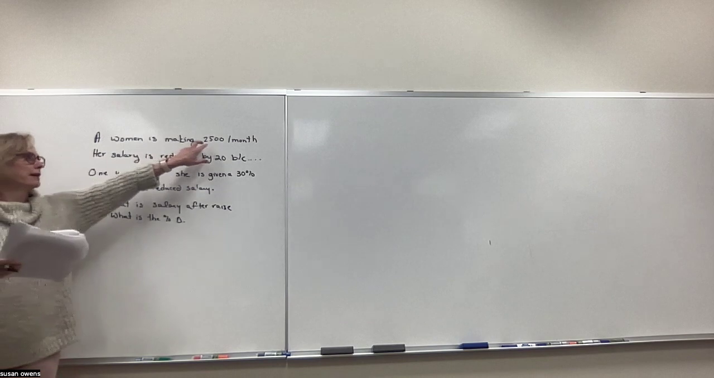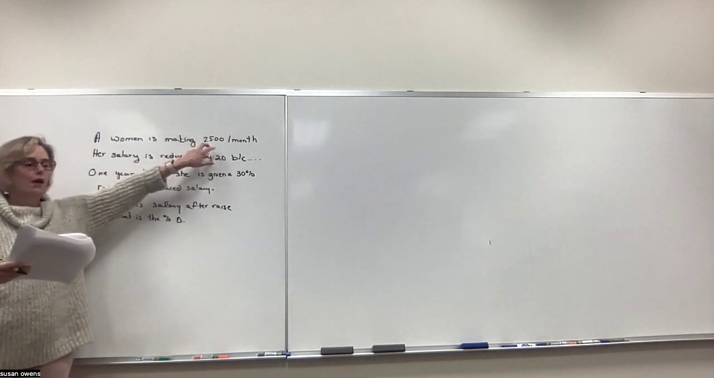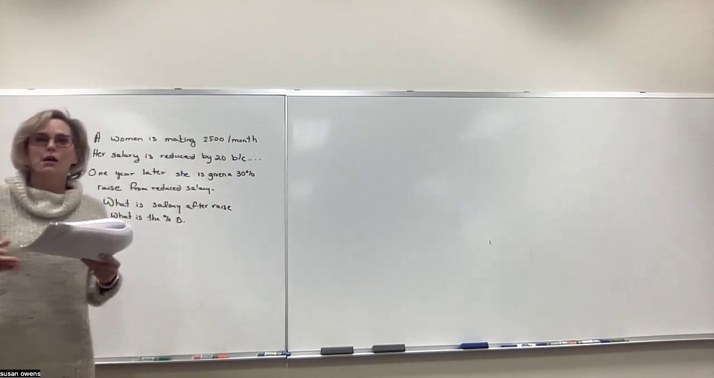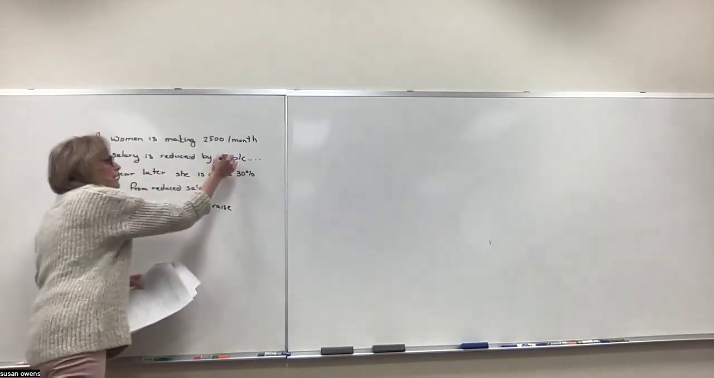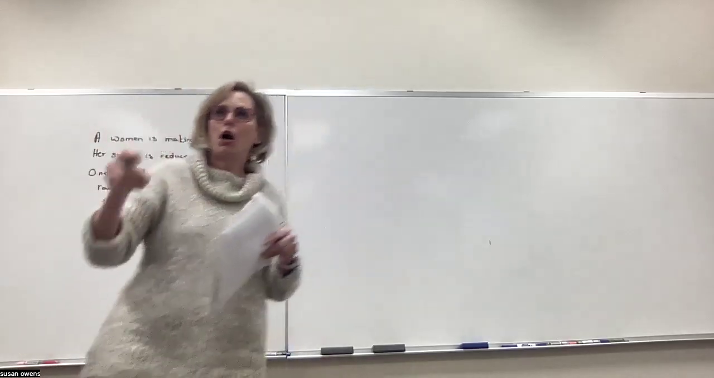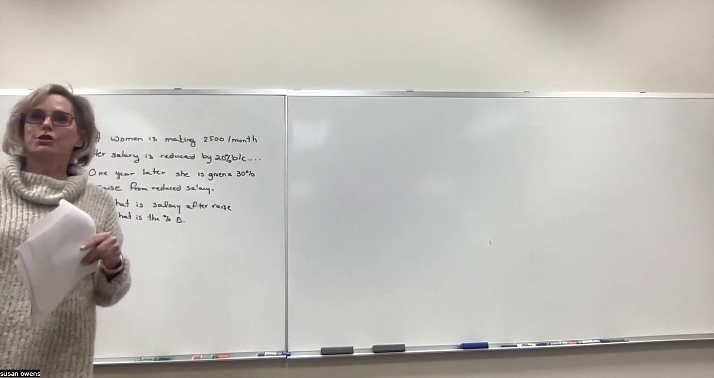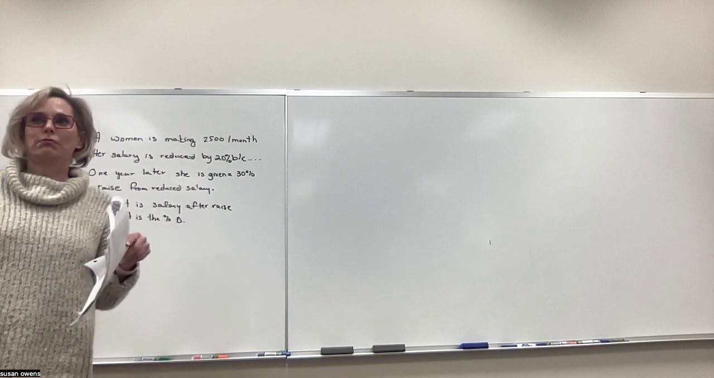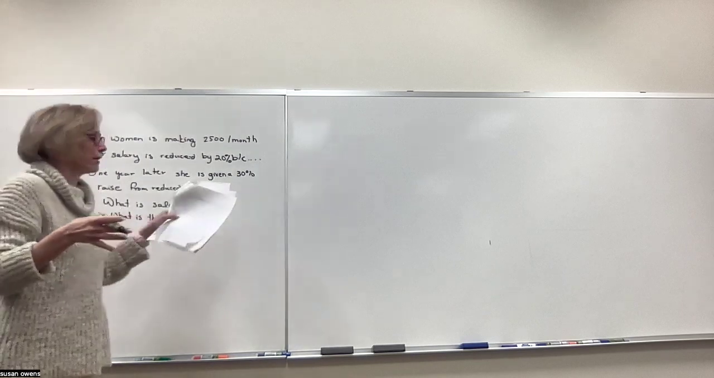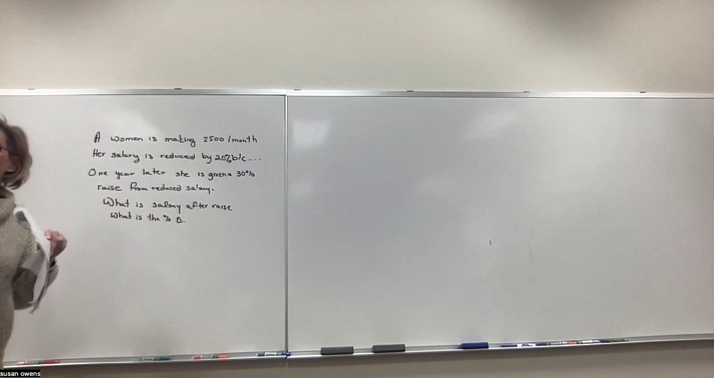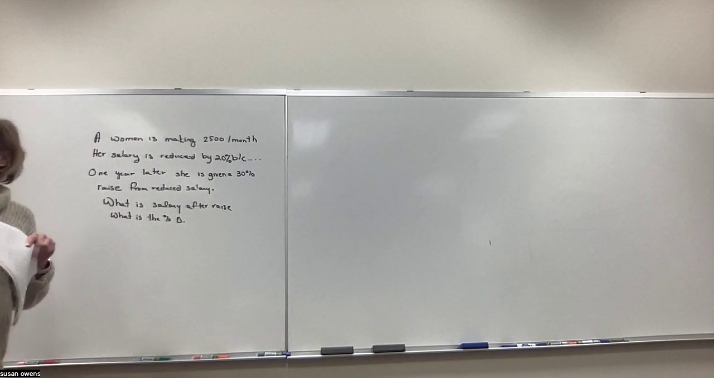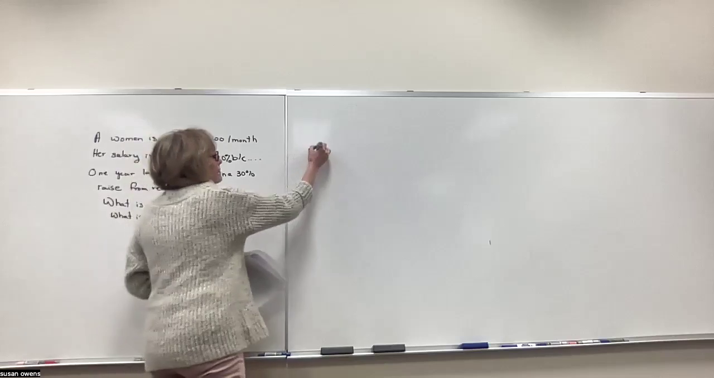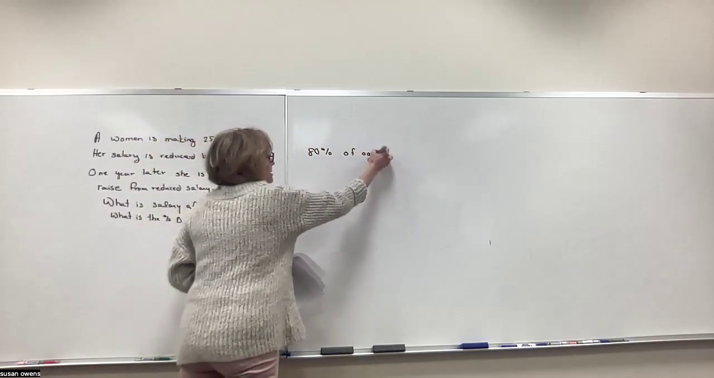So she started off making $2,500 a month, okay? She gets reduced by 20%. So think of the word of meaning multiply. If she is reduced by 20%, what percent of her original salary is she now making? What percent was she making to begin with? 100%, right? She was making 100% of her salary and it's reduced by 20%. So what percent of her salary is she now making? 80% of her original salary. Remember, of means multiply. So 80% of the original salary.